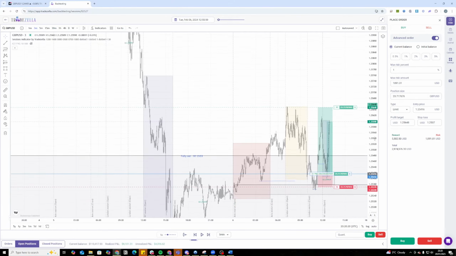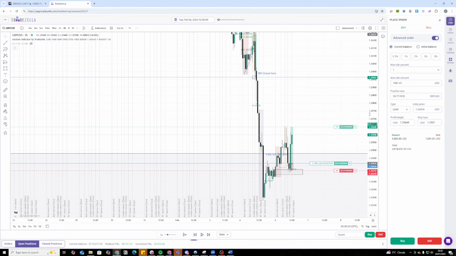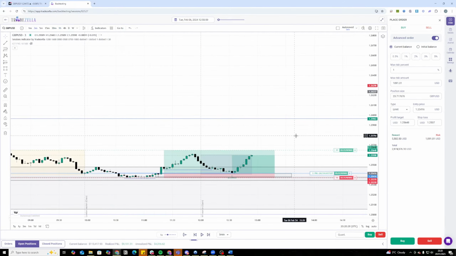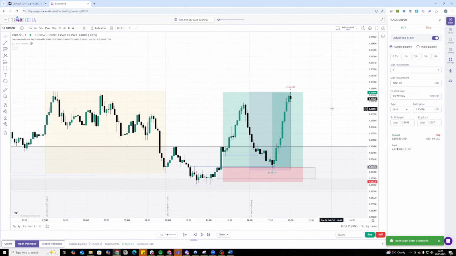Okay. Possibly we could look to close some here and extend the TP. To be honest, I'm quite happy with this. I would just take this. On a regular, normal trading day, I would 100% be happy with this. If it even hits it, yeah, and we get the full TP.